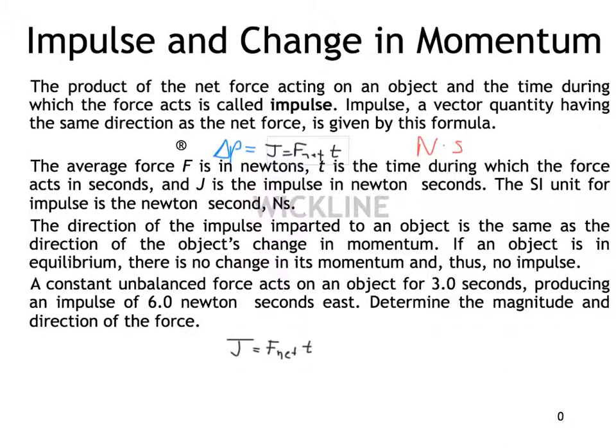And since I'm actually going to be solving for the net force, I'll rearrange for that now. And I'll plug in values for impulse, which is 6 Newton seconds east, and time, which is 3 seconds. Which of course yields a value of 2 newtons. And that does meet the requirement of this question for magnitude, but for direction, just know that the impulse is Newton seconds east, and therefore the force would also have been east.